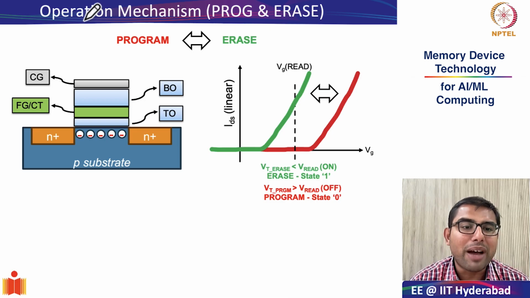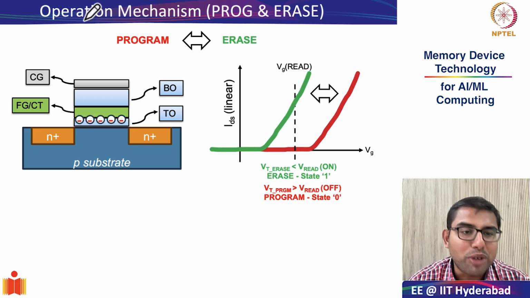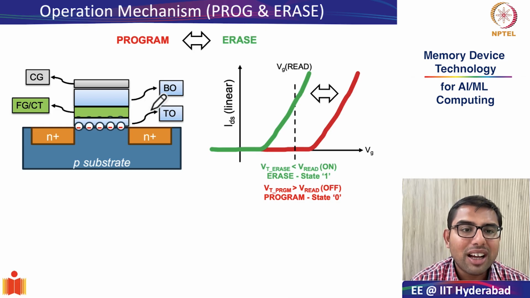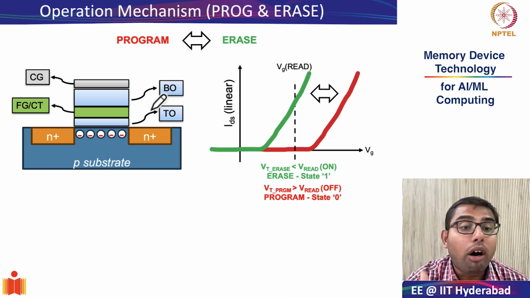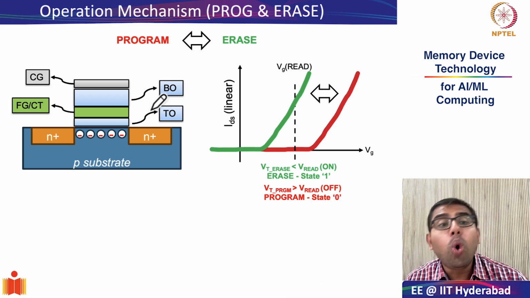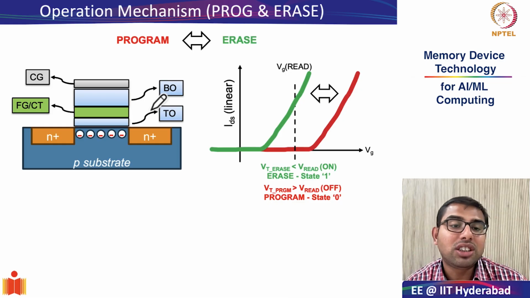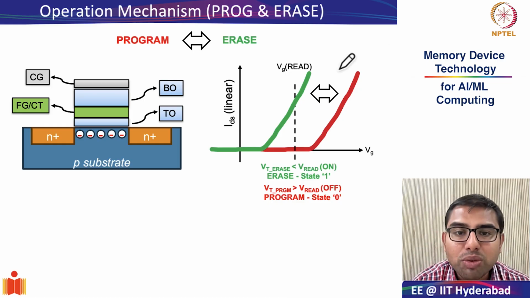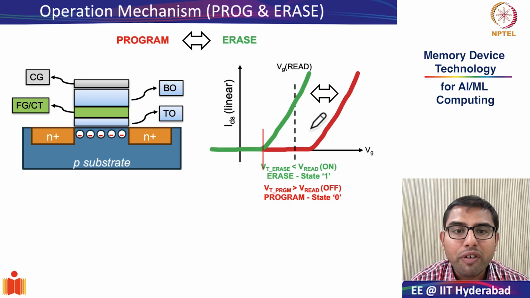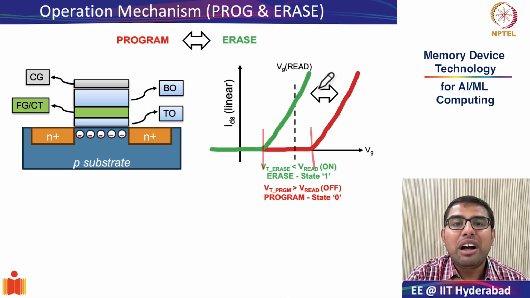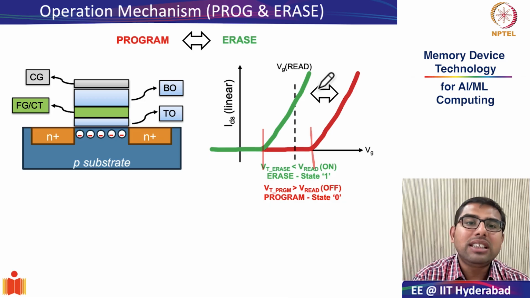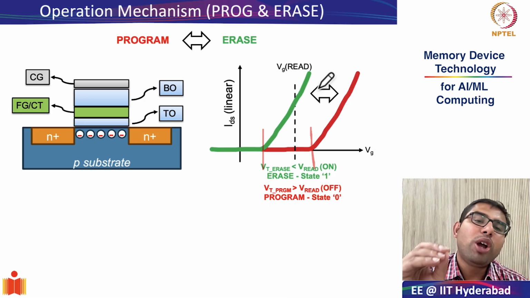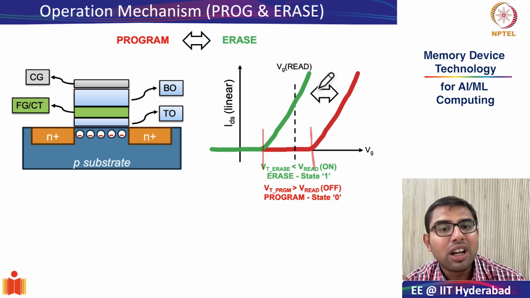So as you can see from your animation, all that is happening in the flash cell is this repeated trapping and detrapping of negatively charged electrons to and from the charge trapping layer. This is what changes the threshold voltage from erase operation to program operation, and this repeated cycling between program operation and erase operation is the main operating mechanism of your flash cell.